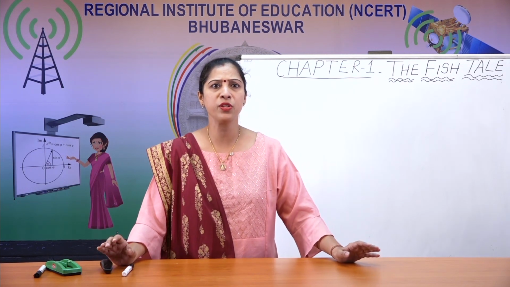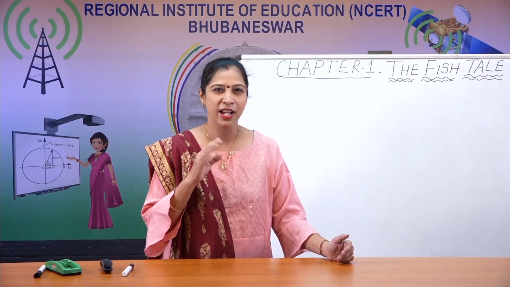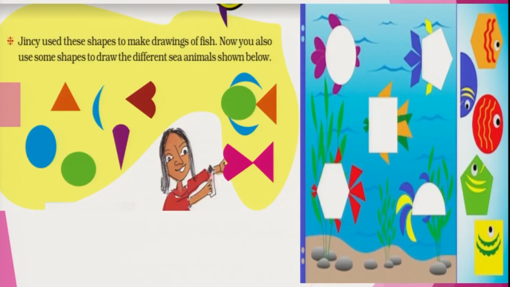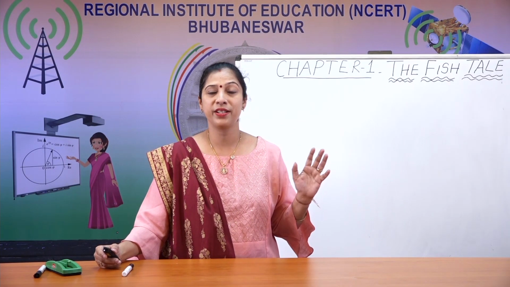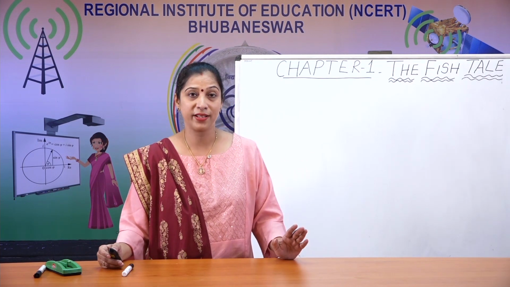Now, Jinsi used these shapes to make drawings. Jinsi is not bad, like me, in drawing. So she used these shapes to make drawings of fish. Now you can also use some shapes to draw the different sea animals shown below. In your book, you have got different pictures. You can use these shapes to make those pictures. I have taken some examples where circle is used, hexagon is used, pentagon is used, then rectangle is used, semicircle is used. You can see you can make a lot of different shapes using these shapes.